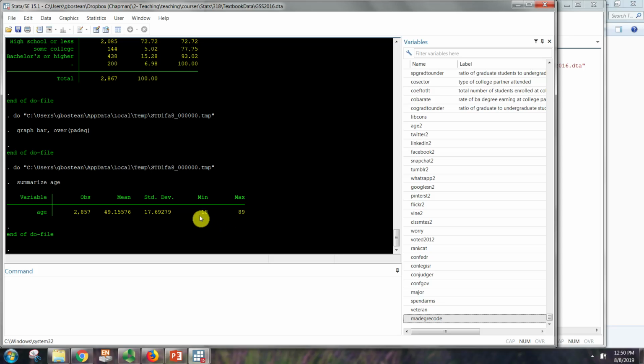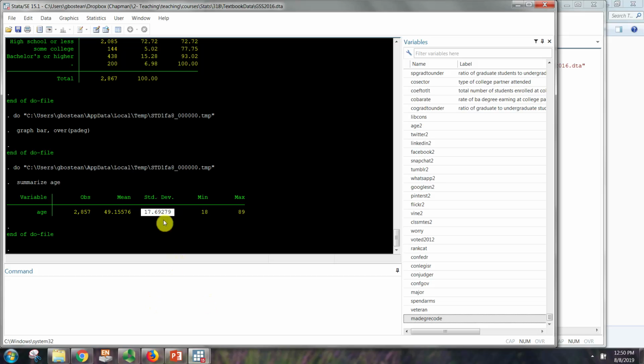And the criterion for inclusion in the sample was a minimum age of 18, so it's not surprising that people range from 18 and older in the sample. Average or mean age is 49 years old, with a standard deviation of 17.7 years.